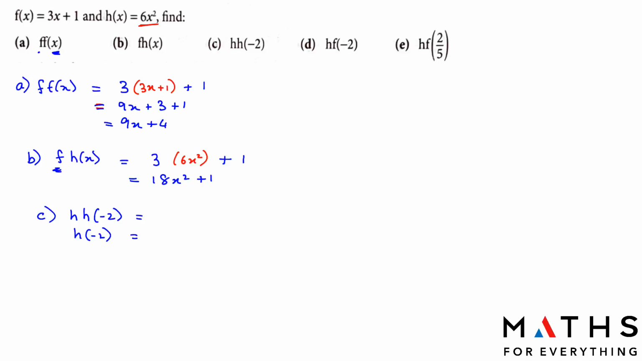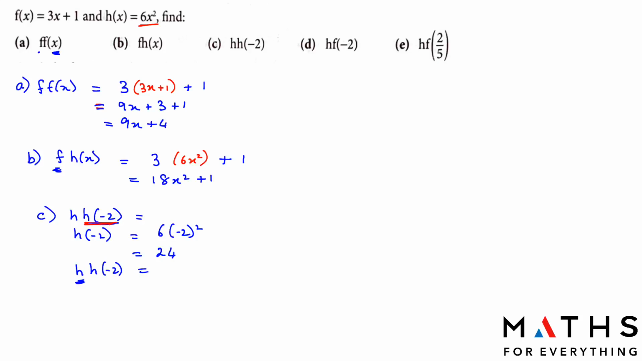We go from inside to out. So this is the first thing we will be doing, h of negative 2. You have 6x squared as h of x. In place of x, substitute negative 2. And remember, bracket. This will give us 24. After this step, you want to find h of h of negative 2.